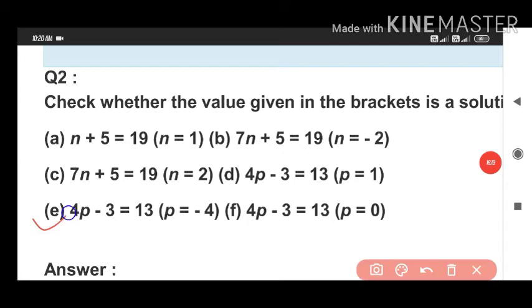Now question number E and F. Okay, C, E, F, these three questions are your homework. So please try to solve these questions. If you face any difficulties, you can comment below in my video. So now come to the next question, question number 3.